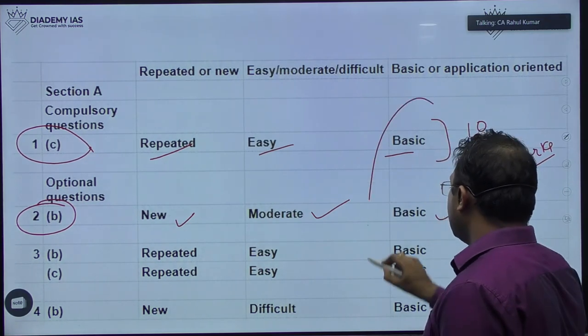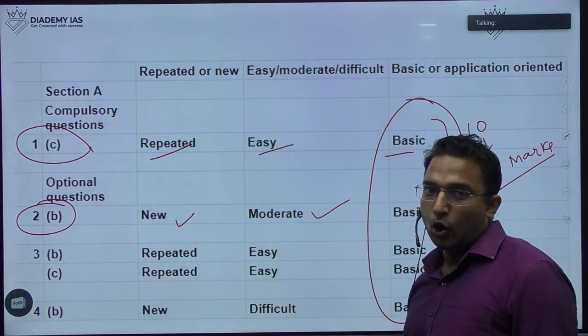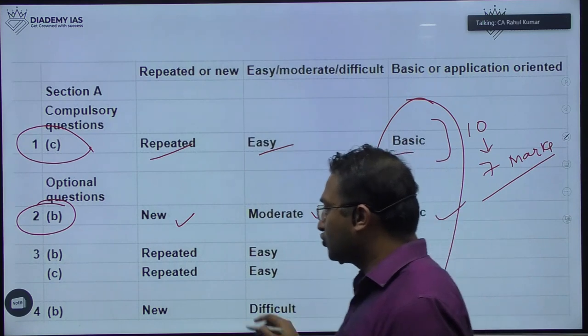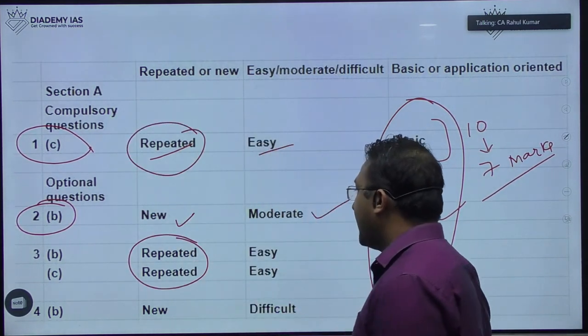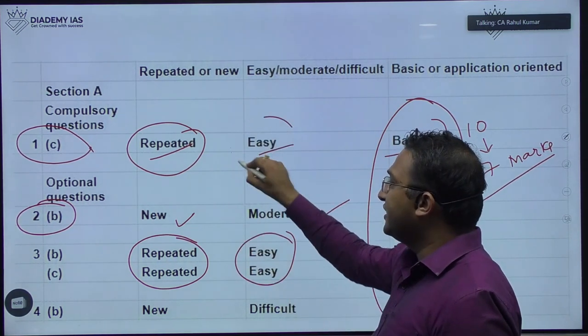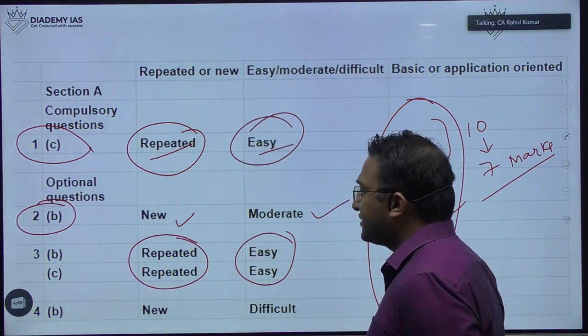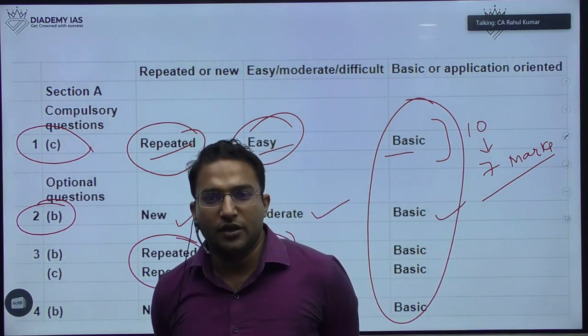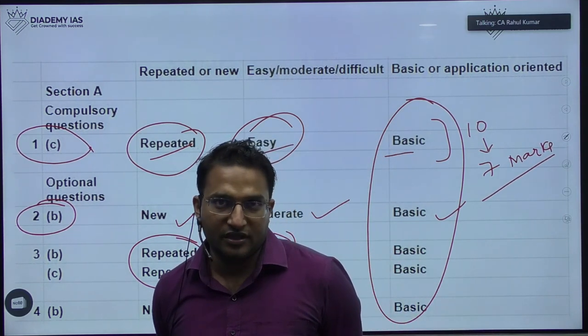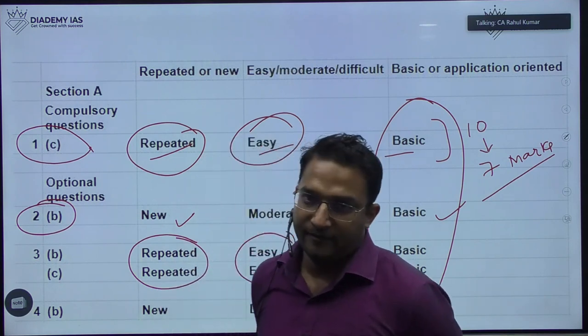So one thing you can see, they are asking basic questions. All the questions are basic, and most of the questions are repeated. Out of 5 questions, 3 are repeated themes. And out of 5 questions, 3 are easy, 1 is moderate, 1 is difficult. So repeated themes, easy to moderate questions, and basic questions they are asking in 2020.